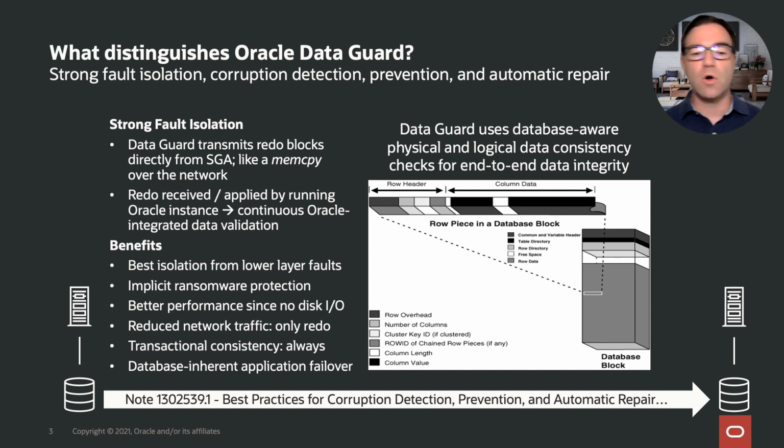You also get better performance since there is no disk I/O involved here, unlike with storage mirroring solutions, for example. And the information that is transmitted over the network is a very efficient way of transferring data. It's redo information and not comparable with any block or allocation unit sizes. Transactional consistency is guaranteed at all times. That is nothing new when you're familiar with the Oracle database, and Data Guard is just compliant with this general approach, but it does allow us to provide database-inherent application failover.